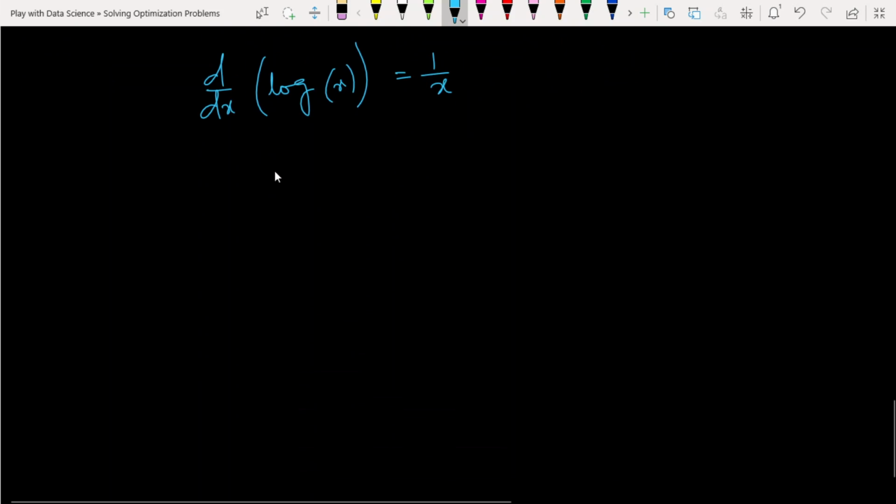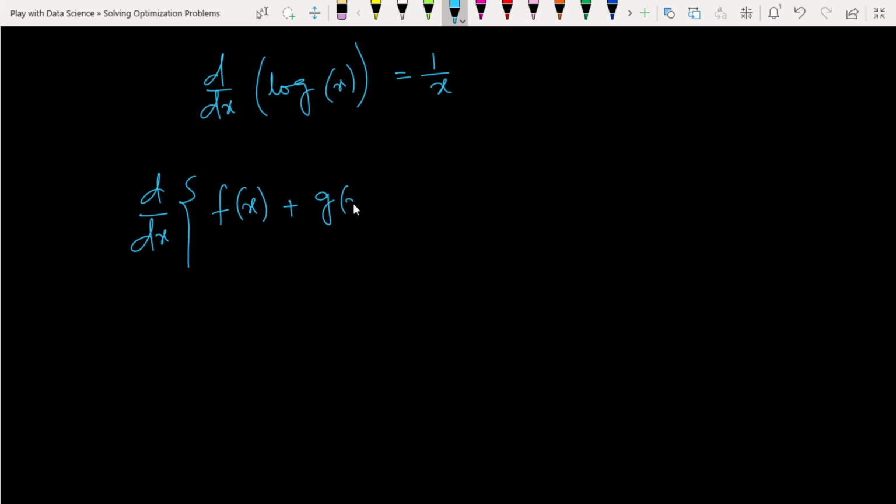And differentiation is also linear. Simple. If you are using the differentiation of two functions, it will differentiate each function independently. Simple: differentiation is a linear operator.